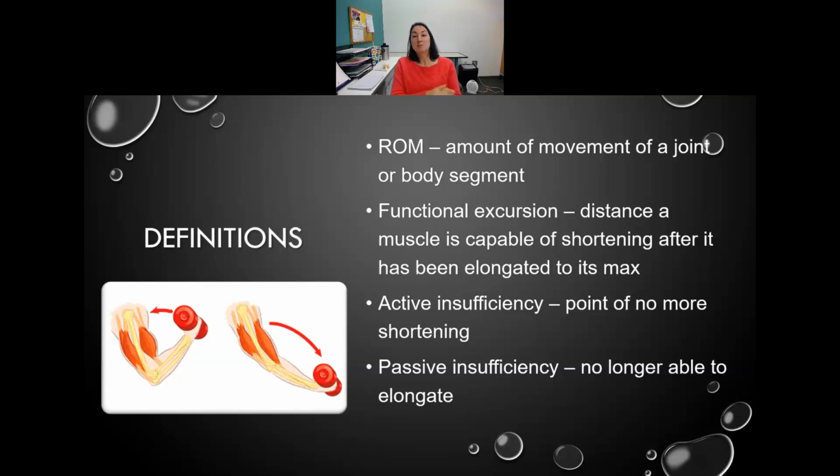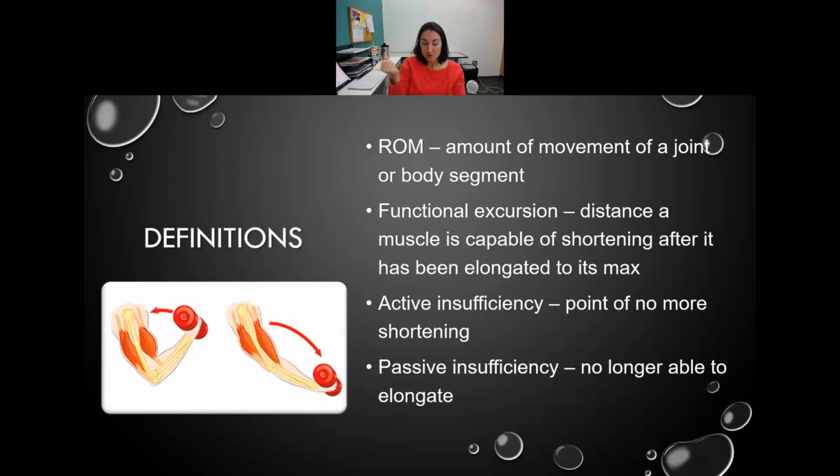We have active and passive insufficiency. Both of those are talking about two joint muscles, with active insufficiency being the point where it can shorten no more. So for the biceps, if your elbow is fully flexed and then you try and fully flex your shoulder, you can't fully flex your shoulder because of the shortened biceps that is passing both of those joints. That would be an example of active insufficiency: a two joint muscle is moving at both joints simultaneously, it's now at its most shortened state, and it can't produce any more contraction.